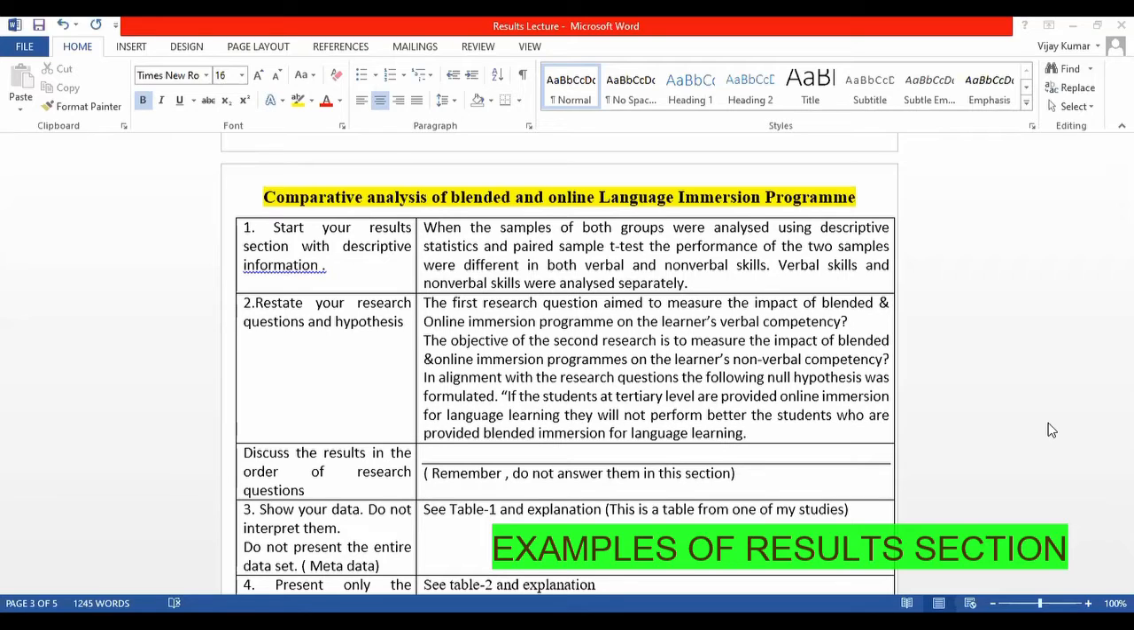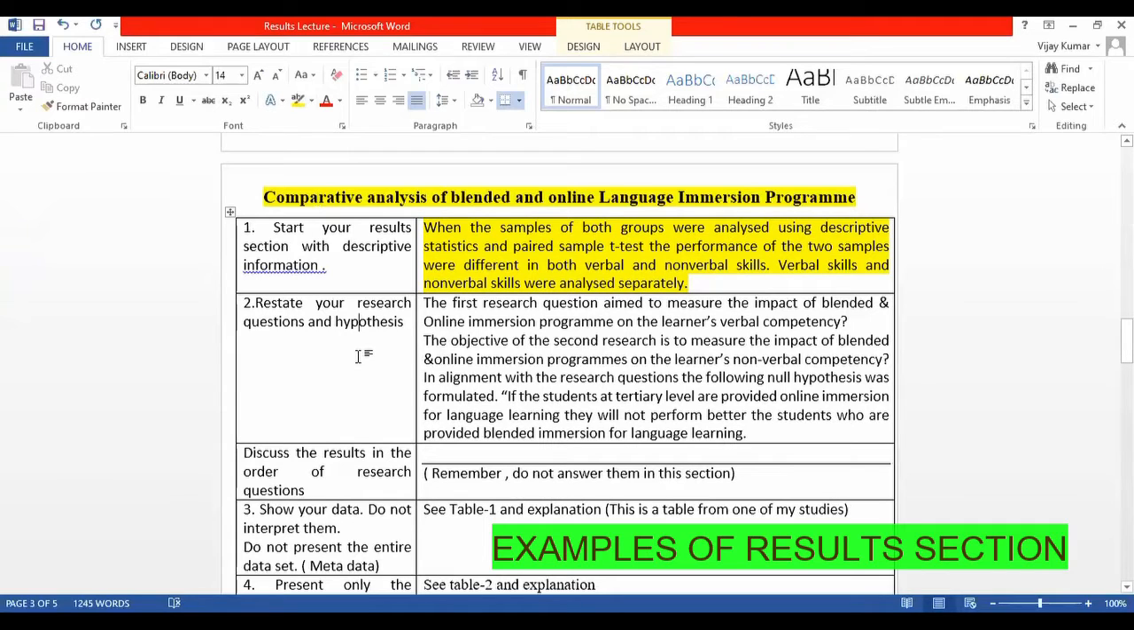start your results section with descriptive information. You shouldn't start off with a figure or a table. See, look at this example. When the samples of both groups were tested using descriptive statistics and paired sample t-test, the performance of the two examples were different in verbal and non-verbal skills. Verbal and non-verbal skills were analyzed separately. So just give a brief description about your results section to start with. Just a brief description.